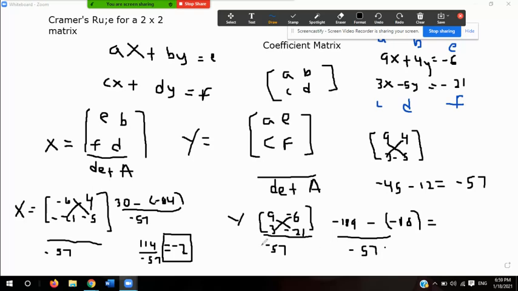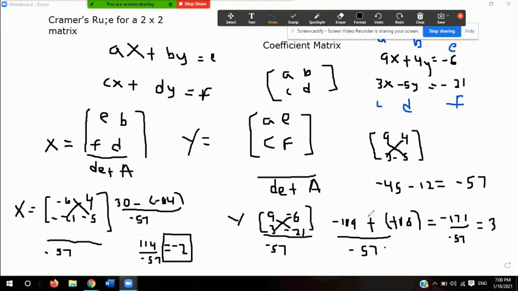So in reality, this would be negative 189 plus 18. And negative plus a positive, I subtract. So my answer is negative 171. So this equals negative 171 over negative 57. And when you divide negative 171 over 57, that equals positive 3. So our answer is 3.